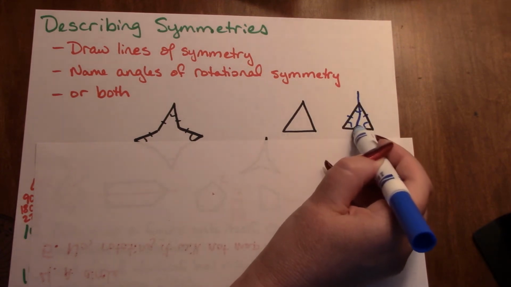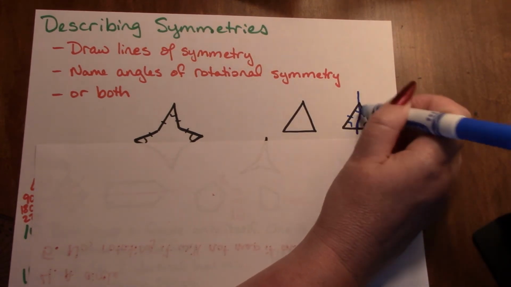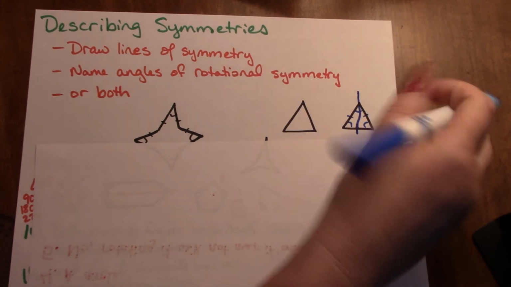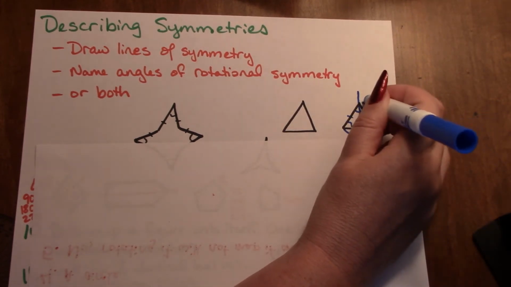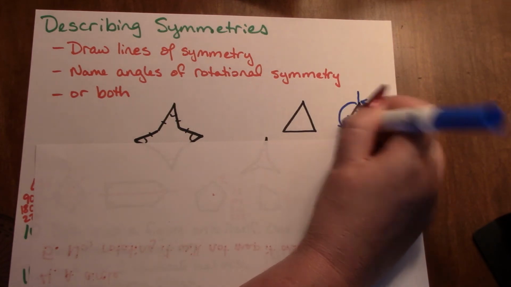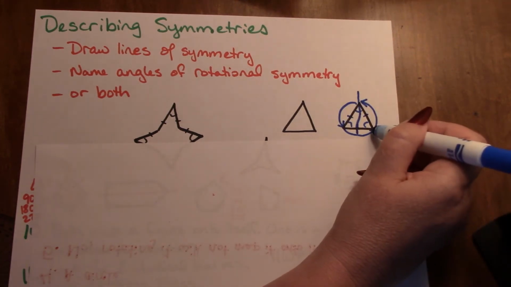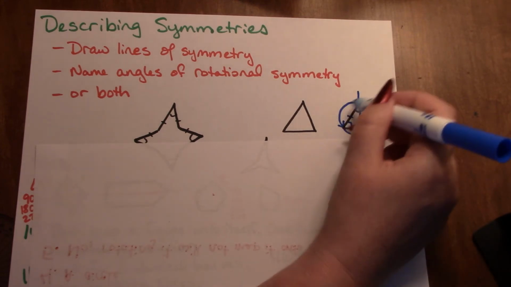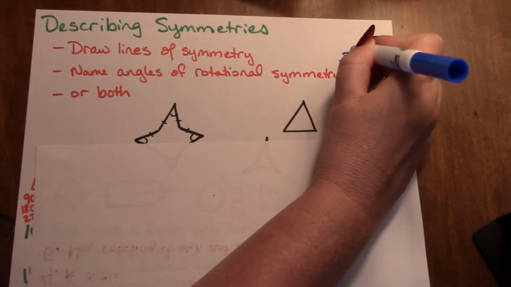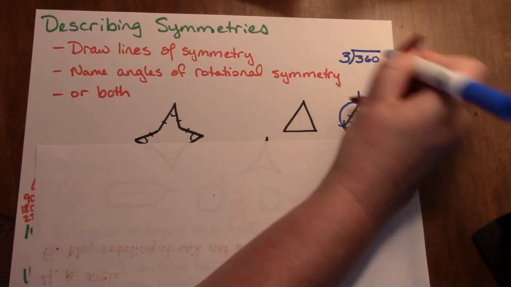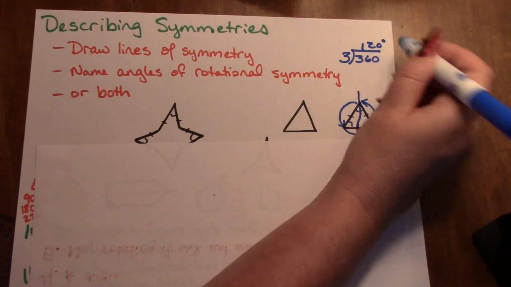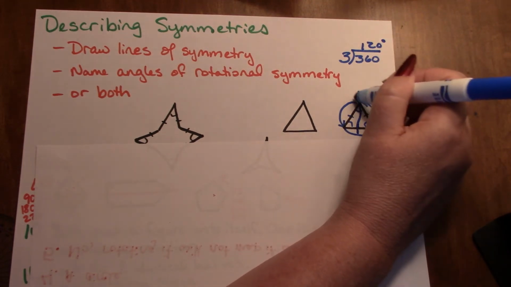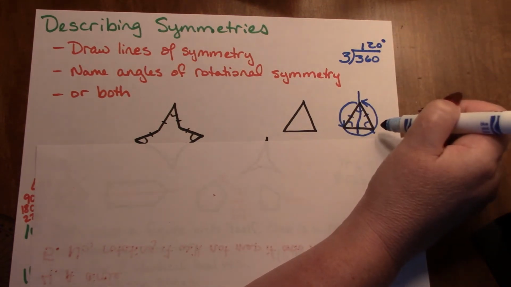You could chop that in half this way if I could draw a straight line. It also has rotational symmetry. You could go across and across and across. You could turn that and have it land exactly on itself 3 times. So 360 degrees in a circle divided by 3 is 120. So each of these is a 120 degree rotation.